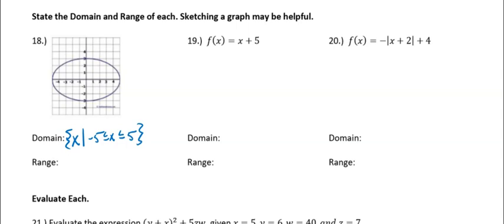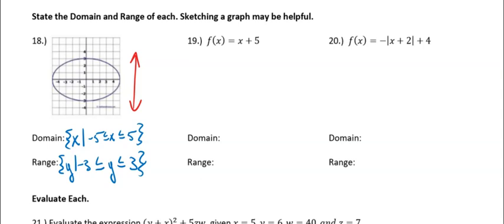Range, same kind of thing, except I'm looking up and down. And so I ask the question once again, where does this thing exist up and down? Well, it exists from -3 to +3, and all the values in between exist somewhere, right? And so I would say, once again, y such that. And now when I define that y value, I'll use another compound inequality. Greater than or equal to -3, but less than or equal to +3. And that's it.